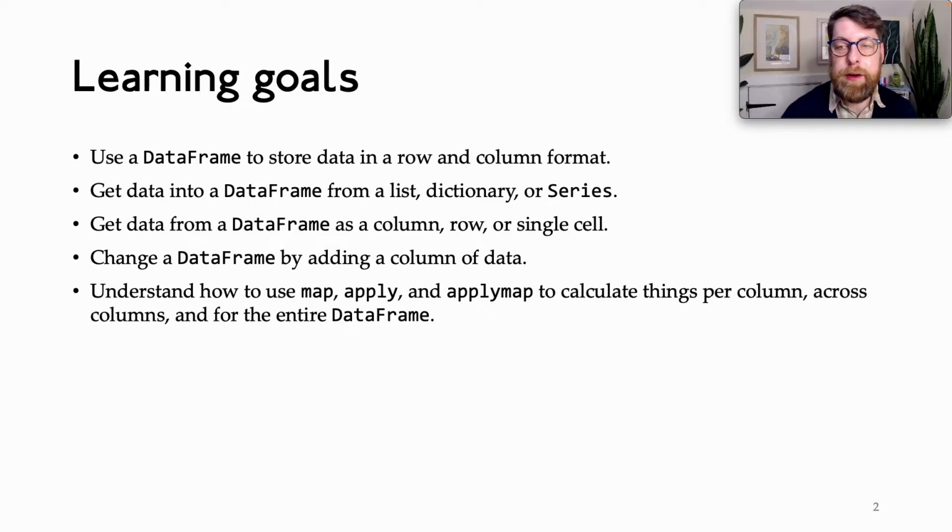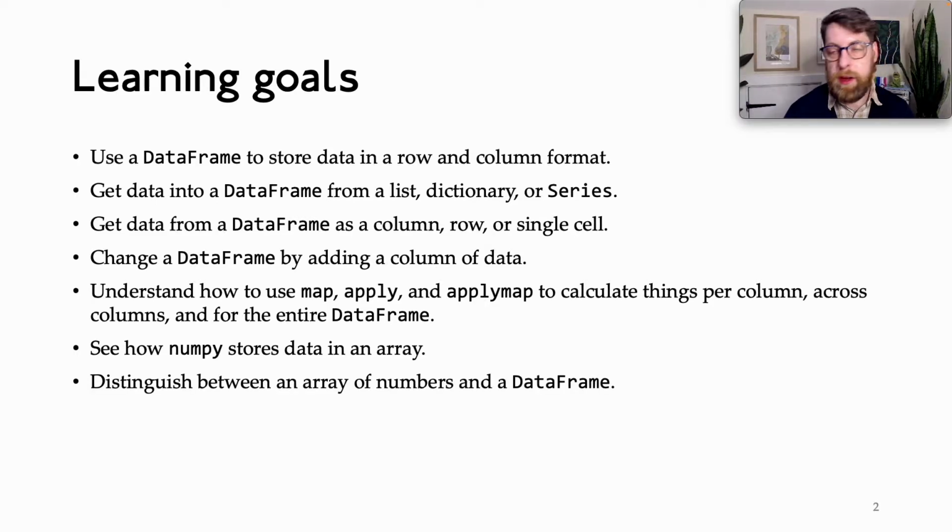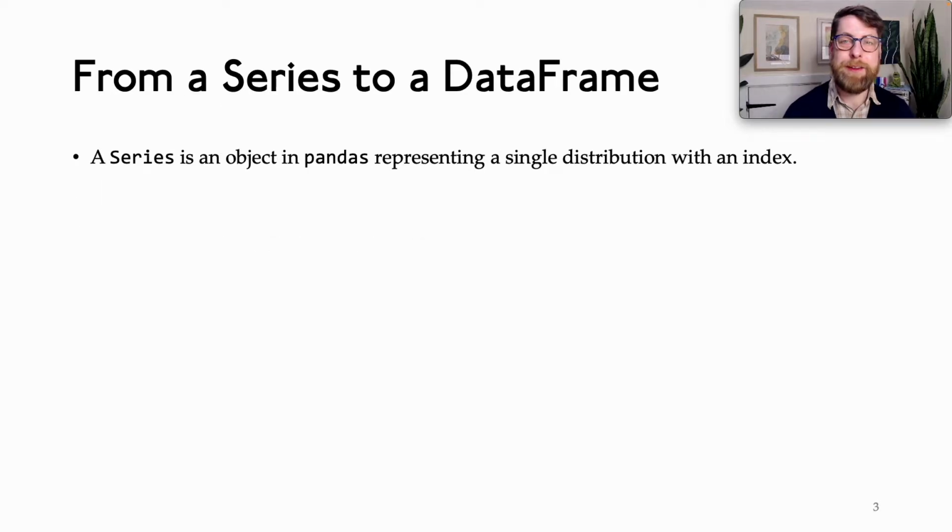We're going to want to understand how to use map, apply, and applymap. Now, in the last chapter on the series, we saw the use of map, and that was for each element in a series, and we'll see how that works over here with a data frame. And we're going to want to see how NumPy stores an array. We might want to ask, what's the difference between an array and a data frame, and when do you use one or the other? So we'll just briefly touch upon that as well, and distinguish those from the data frame. Okay, so let's get into it.